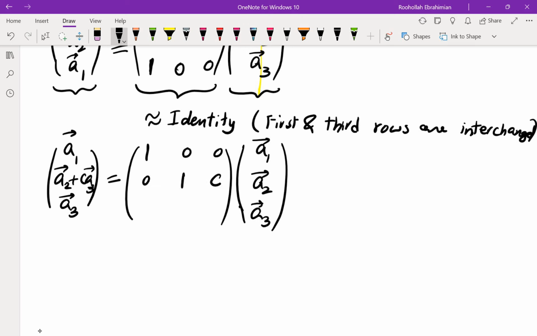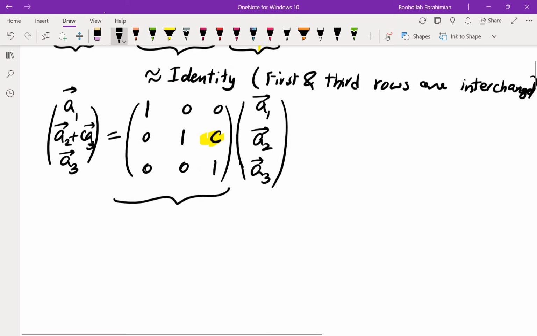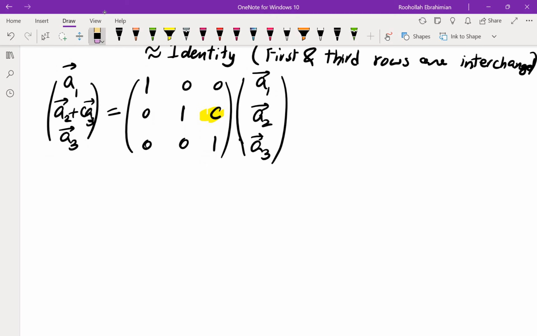That's how we can add C times the third row to the second row, and I'm not changing the third row. So this is a matrix that is again almost identity with one entry that is changed. One entry has changed from 0 to C. This is the matrix for row addition, or row replacement.